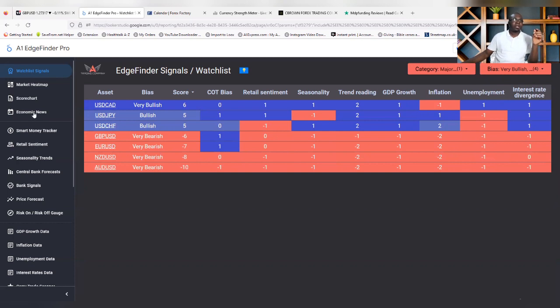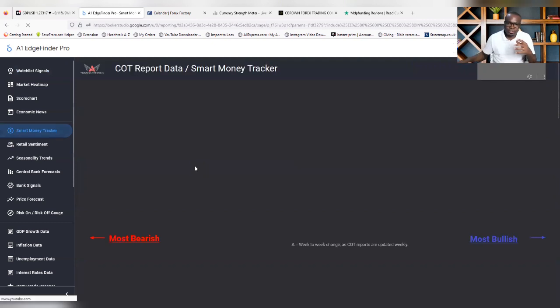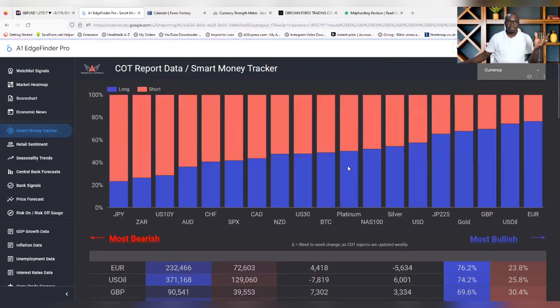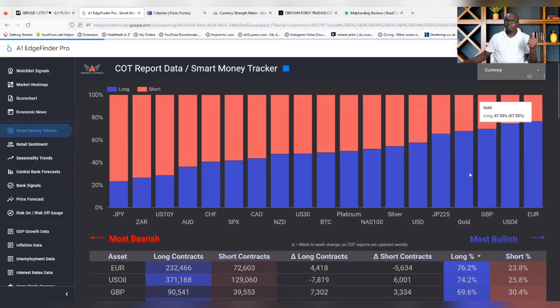First of all, we want to look at the smart money trackers. We want to see what these big guys are doing. Remember, I told you this indicator, this software, I got it from one of my mentors, and the software is doing so well. So I believe it's going to help a lot of us trading some of these pairs this week to understand what the market is really doing.